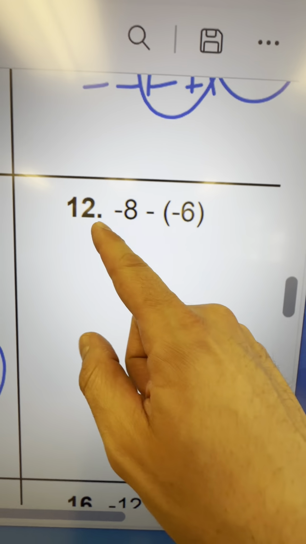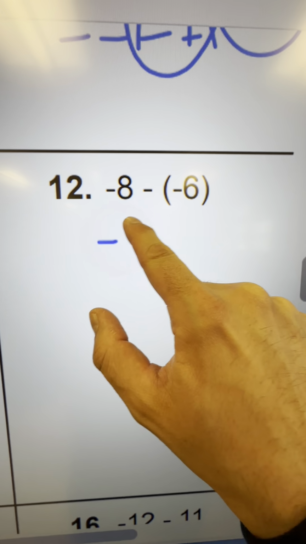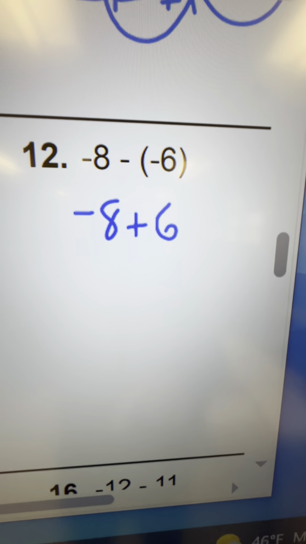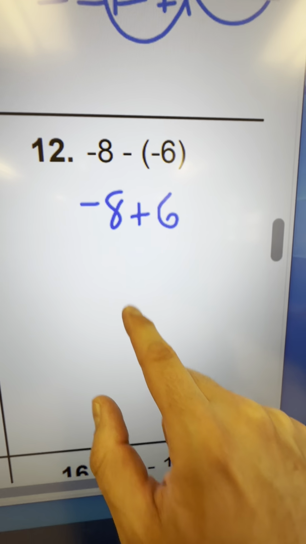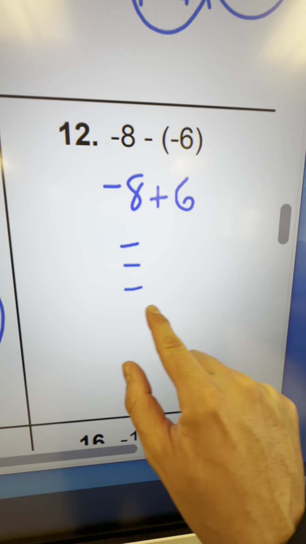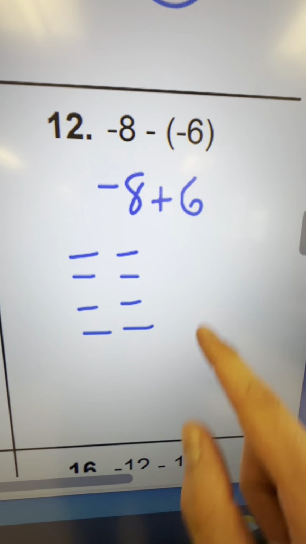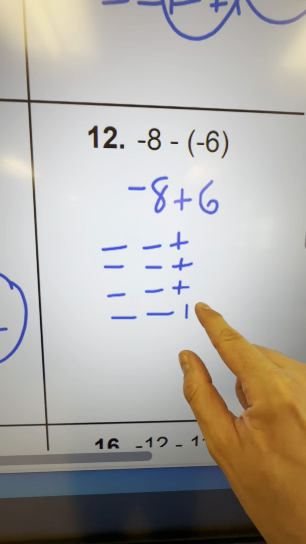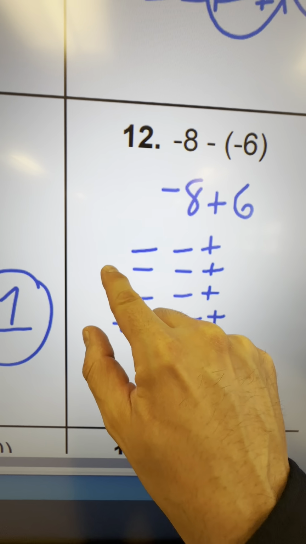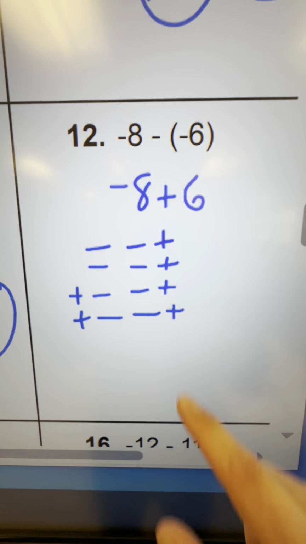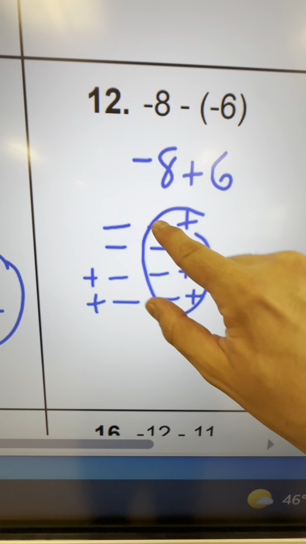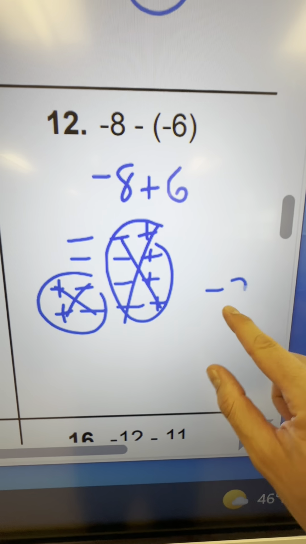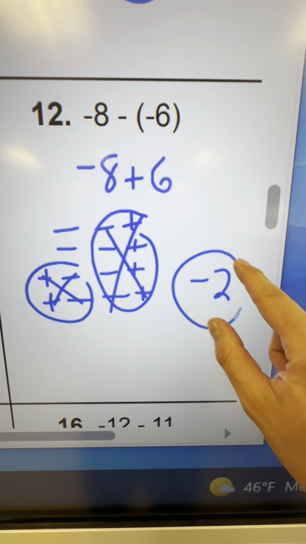All right, next example, 12. Keep this, change that to addition, and change that to the opposite, which is +6. So I have 8 negatives plus 6 positives. 1, 2, 3, 4, 5, 6, 7, 8, and I'm adding 6 positives. You can see that these cancel out, and we're left with 2 negatives. So -8 plus 6 is -2.